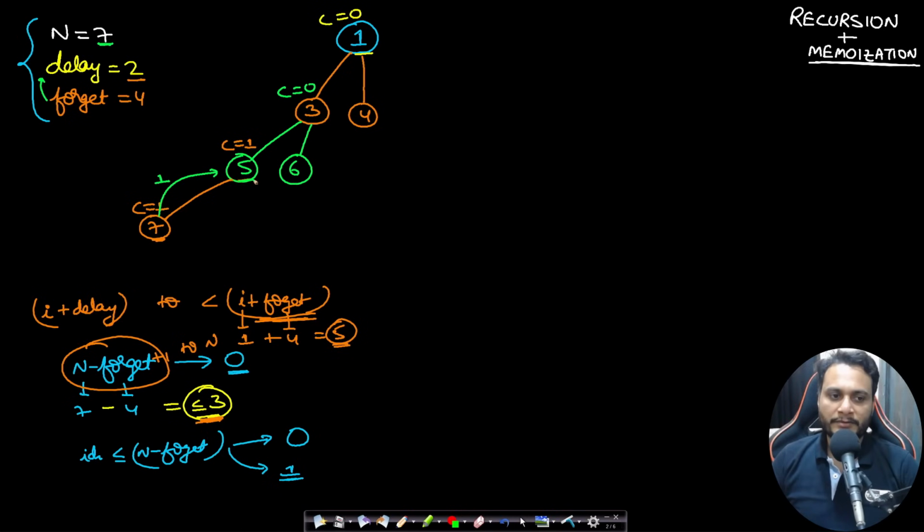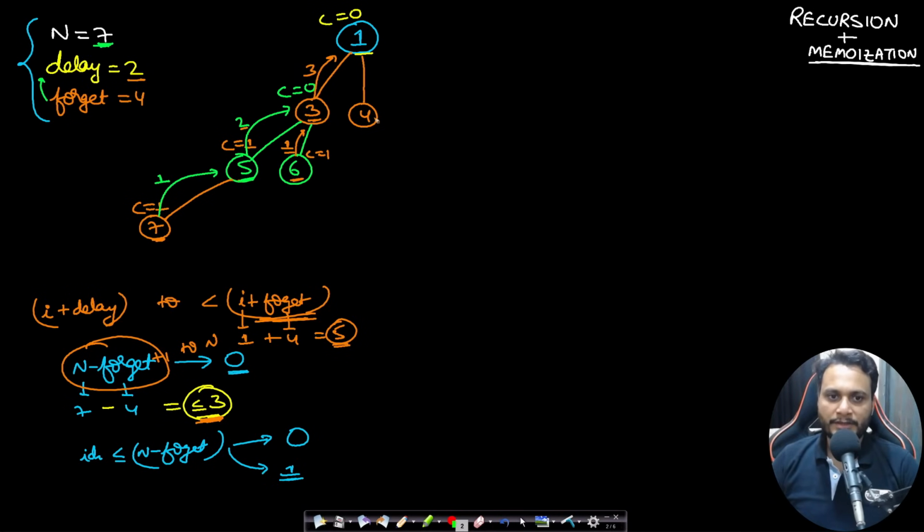Now from 5 we cannot spread to 8 definitely. So the return value is going to be the count contribution of 5 plus this one, which is going to be 2. From 3 actually we can go to 6, but from 6 we cannot go to 8 because that will be outside of this range. So the count contribution here was 1 because this is a person who will know the secret by the end, and so it will be returning a 1 value. This 3 will be returning 2 plus 1 plus 0, which is 3.